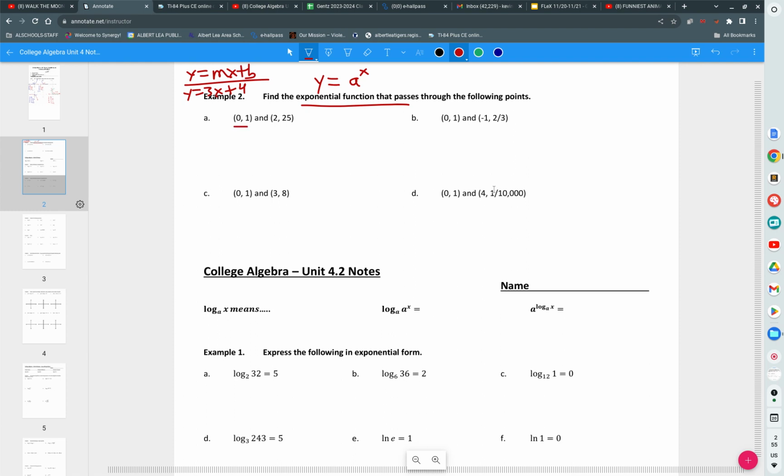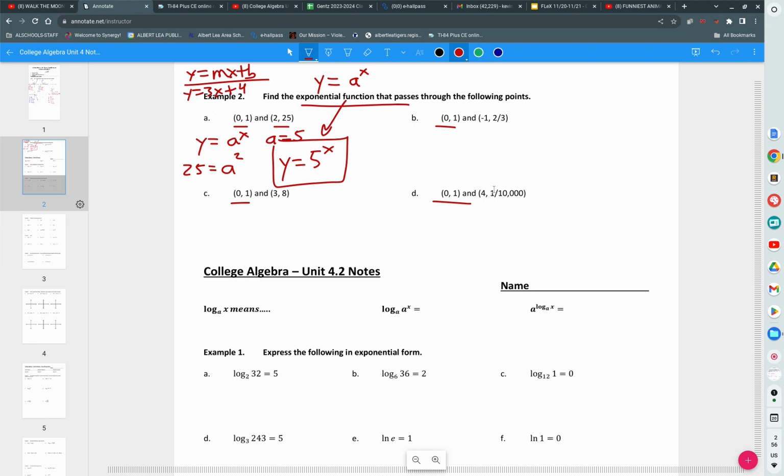Notice that these all go through what coordinate? 0, 1, because they're exponential functions. This one also goes through 2, 25. So if I have y is equal to a to the x, the y value is 25, and the x value is 2. What would the base be in order to make that equation true? 5. So sometimes people write a is equal to 5. That is not the correct answer for the test. You need to say y equals 5 to the x. That's an exponential function, okay? A equals 5 simply states a number.